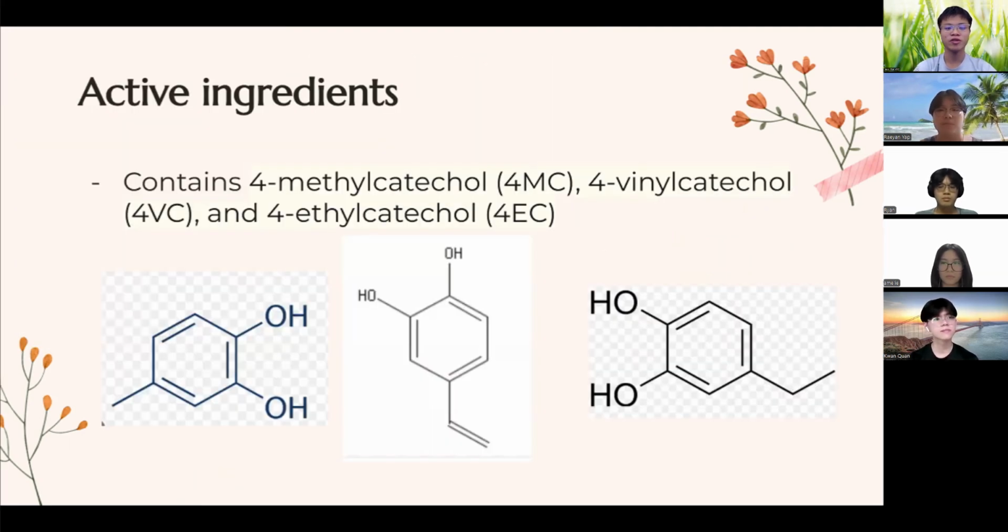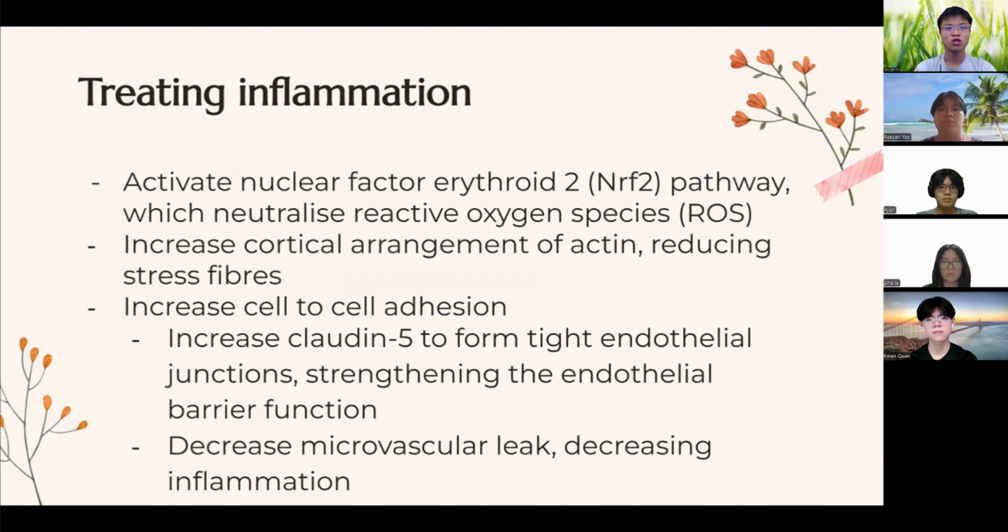Here are some of the active ingredients present in Balaria lupulina. These are 4-methyl catechol, 4-vinyl catechol, and 4-ethyl catechol. When it comes to treating inflammation, these active ingredients activate the nuclear factor erythroid 2 pathway. This neutralizes the reactive oxygen species by reducing the amounts of free radicals present.